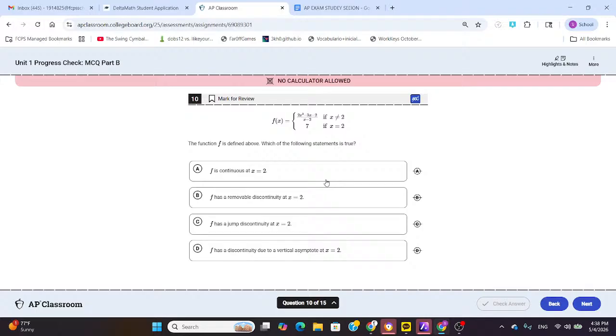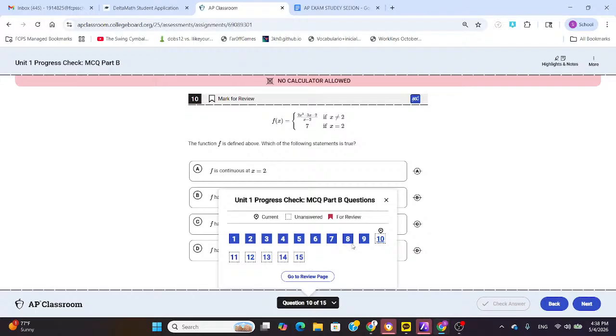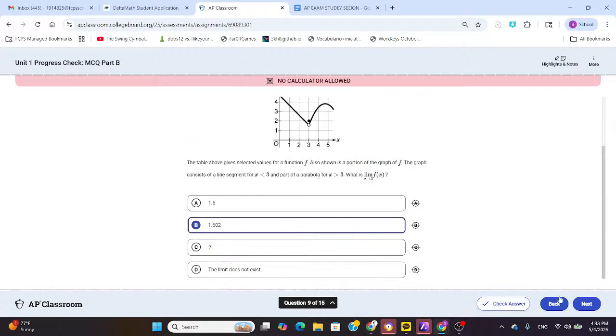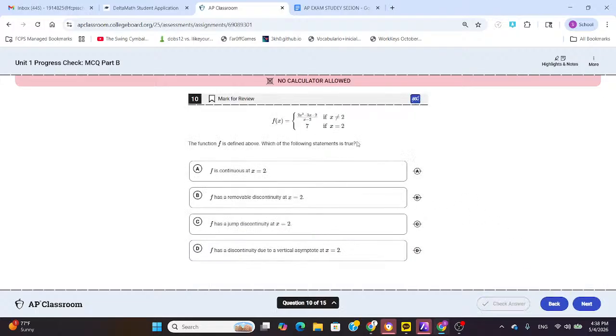Let's move on to the next, question number 10 out of 15. Actually, hold up. Since I got that last one wrong, let's just go with my previous answer. The function f is defined above. Which of the following statements is true? f of x equals a piecewise function: when x does not equal 2, (2x squared minus 3x minus 2) over (x minus 2), whereas if x equals 2, it is 7.